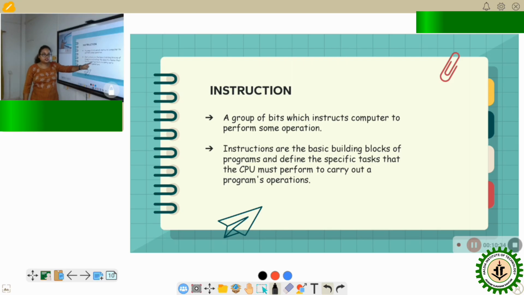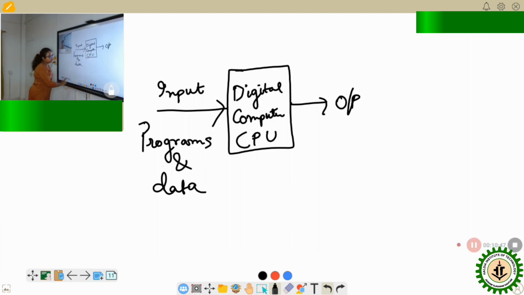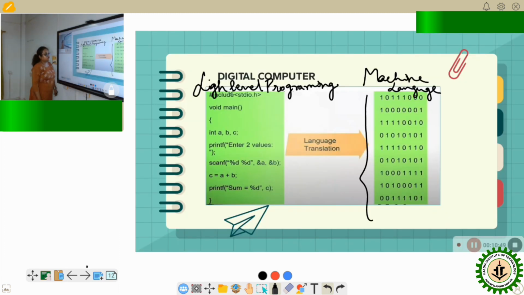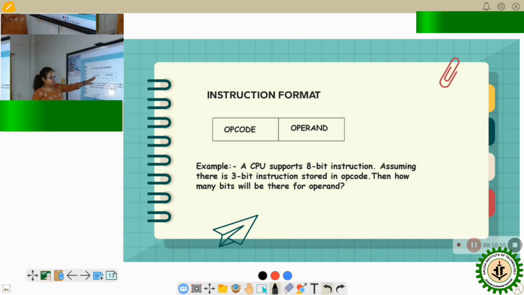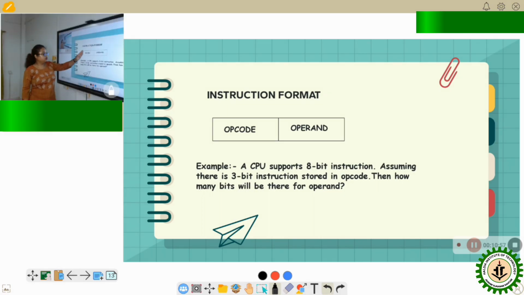Instructions are the basic building blocks of programs and define the specific task that the CPU must perform to carry out the program's operation. So this is the instruction format. In the instruction format, the left side is the opcode, that is the operation, and the right one is the operand.